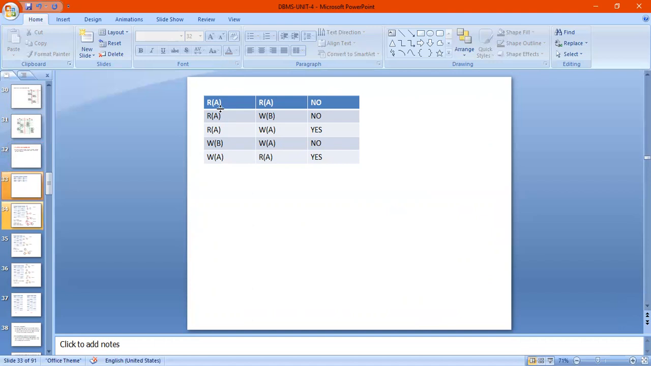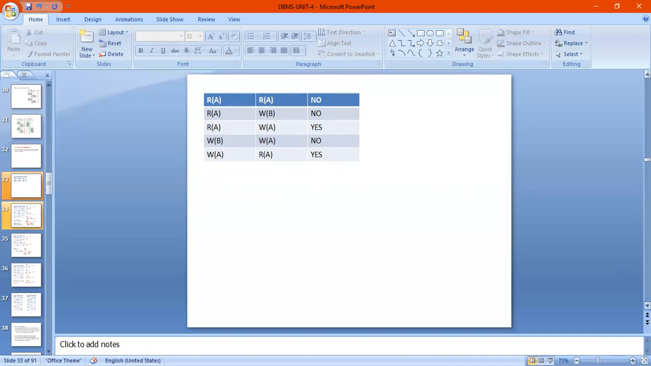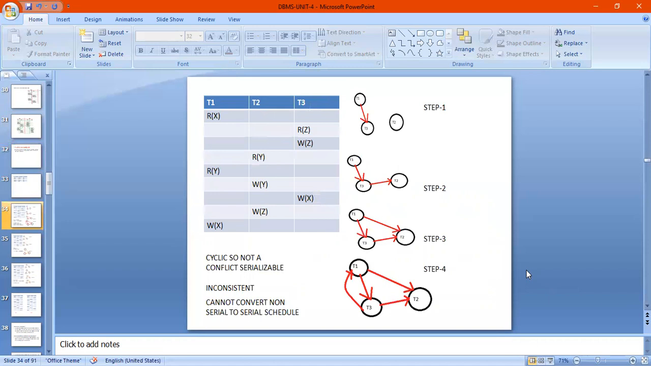So the table here is: read of A, and whether it is no, yes. Let's see the status. Read, write, no. Read, write, yes. That means read of A, write of B. We cannot do two different, so no. Read of A and write of A, this comes under the same, so A, yes. Write of B and write of A, no. Write of A and read of A, yes. We can do this because both belong to the A state or A module.